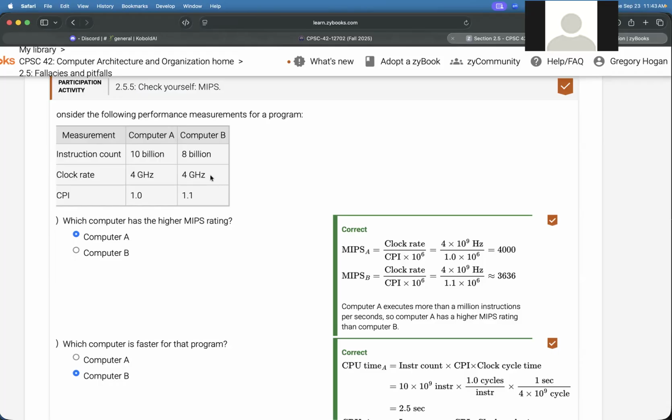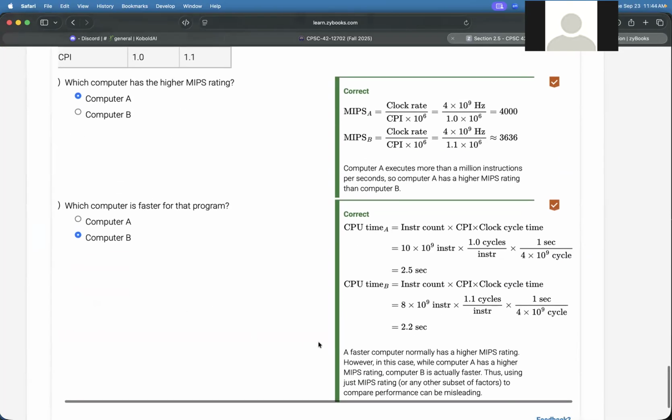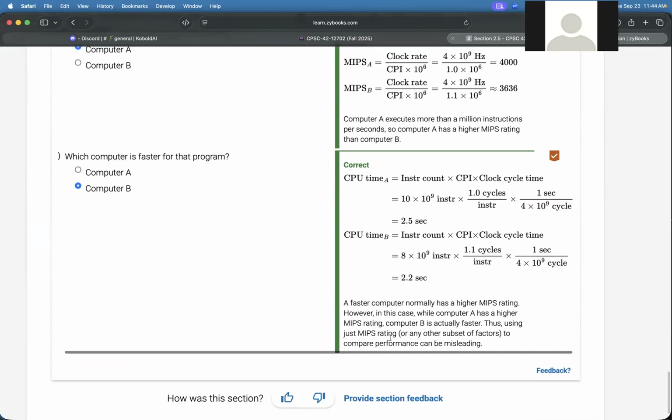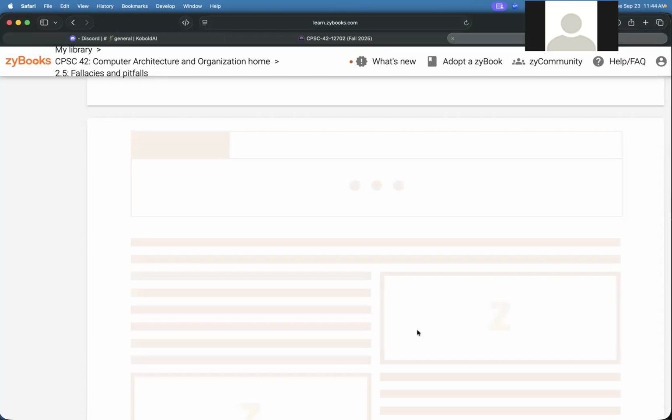So, measuring number of instructions per second is a useful indicator of performance, but it's not necessarily that the computer with the most MIPS wins. And this was just an example of that. Computer A runs more instructions per second, but computer B was faster in practice. Okay. So that was just the very end of that section.